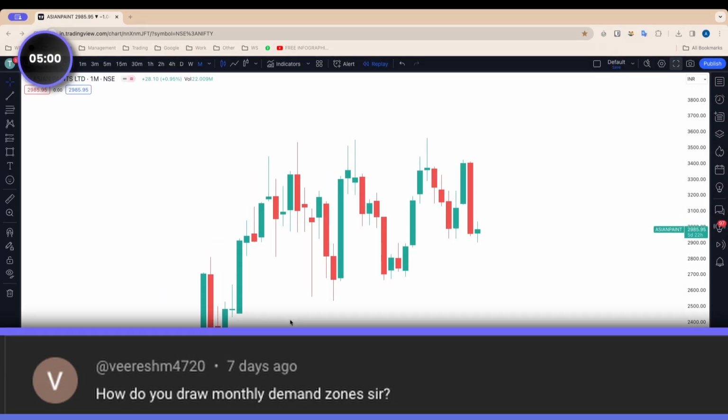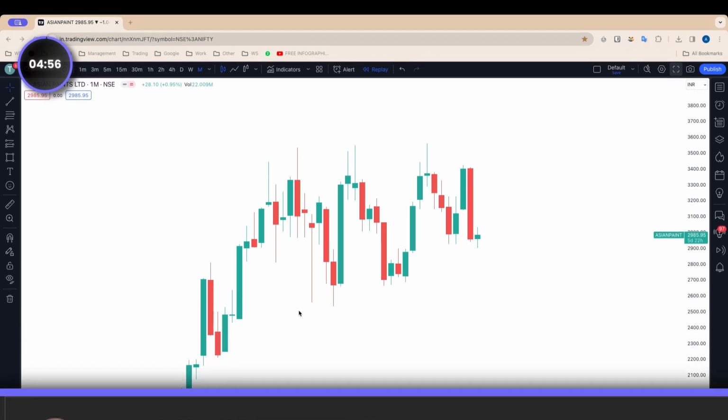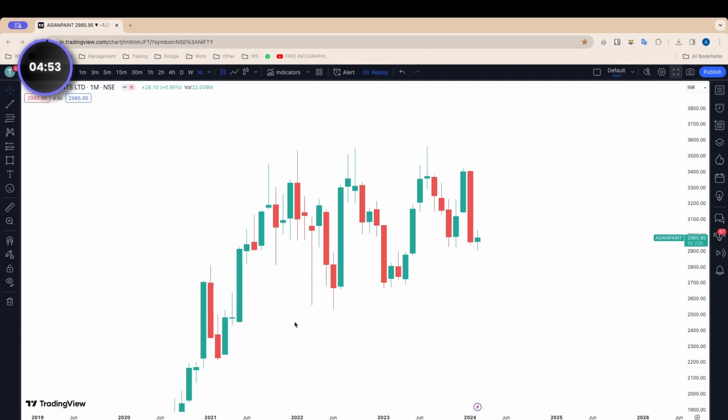The question was, how do you draw a demand zone? Now in demand zones, we have two types, the continuation pattern and the reversal pattern. So I'm marking out the continuation pattern here. If you notice, we had a good rally, base, rally. This is the continuation pattern of the demand zone.